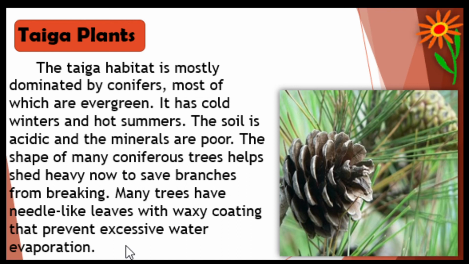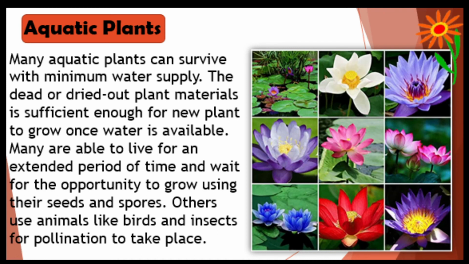Next, we have aquatic plants. Many aquatic plants can survive with minimum water supply. The dead or dried out plant's materials is sufficient enough for a new plant to grow once water is available. Many are able to live for an extended period of time and wait for the opportunity to grow using their seeds and spores. Others use animals like birds and insects for pollination to take place.